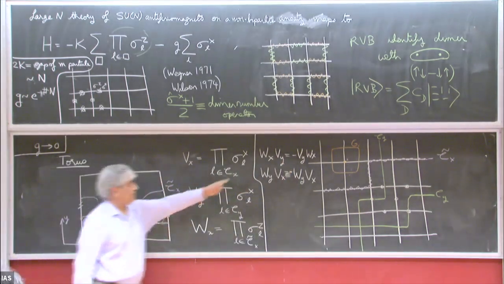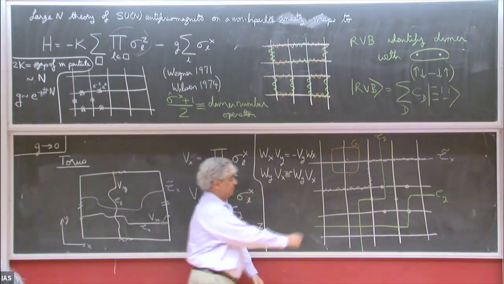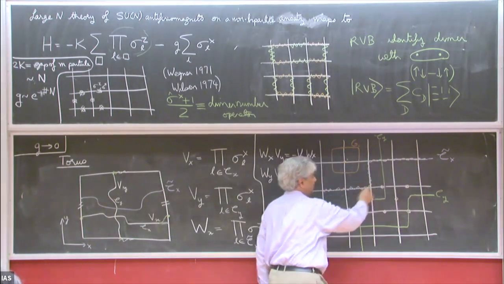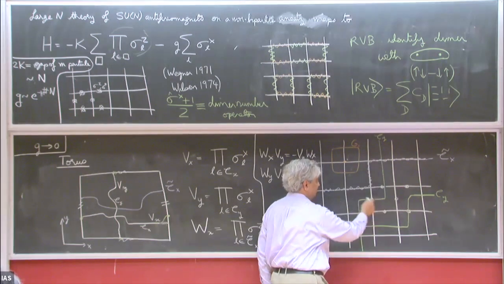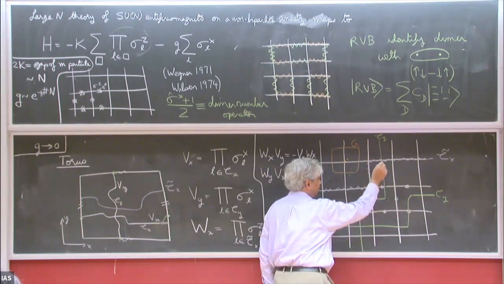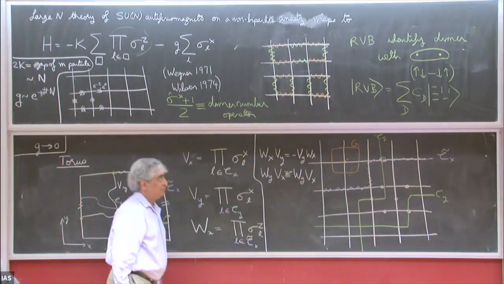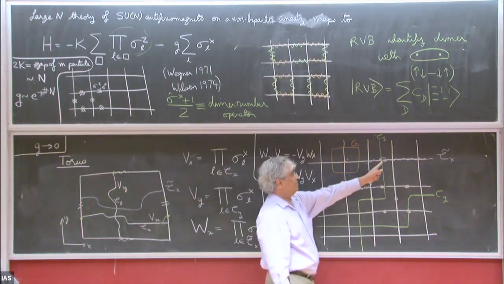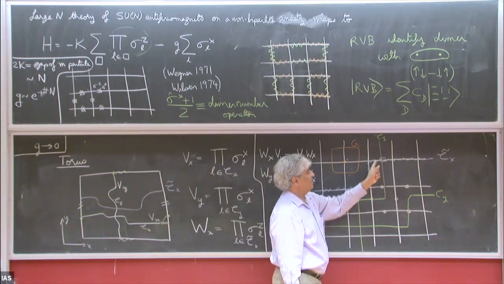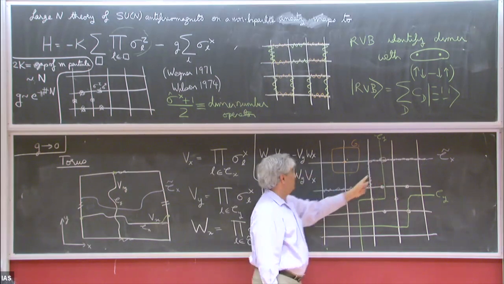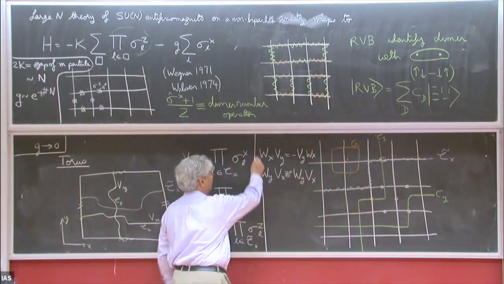So why do these anti-commute? Well, if you pick an X curve here and a tilde curve here, sorry, and an untilde curve here, you notice they cross at an odd number of points. They cross only there. So for that crossing, you have a sigma z on the purple line and a sigma x on the green line and they anti-commute. So you pick up a minus one. So this is the algebra of the operators.